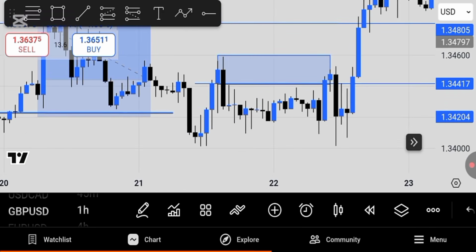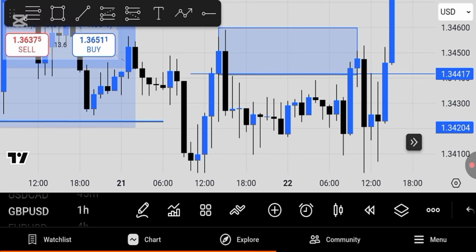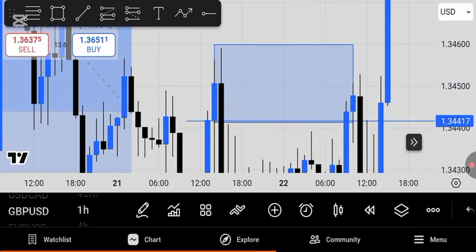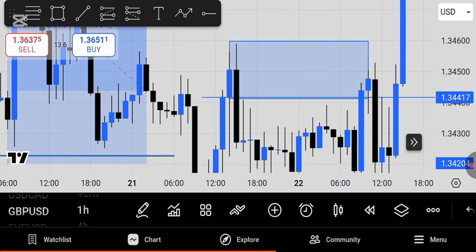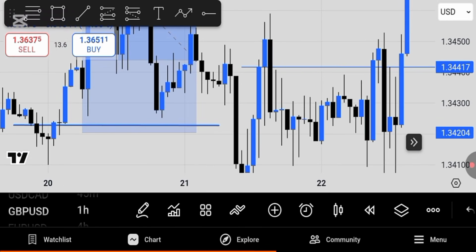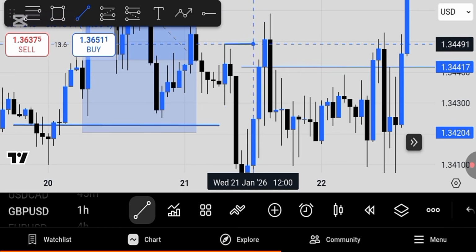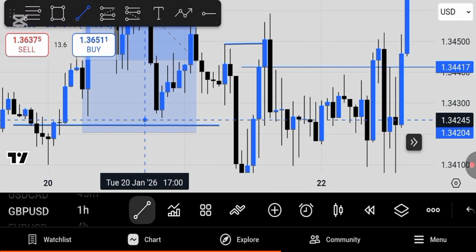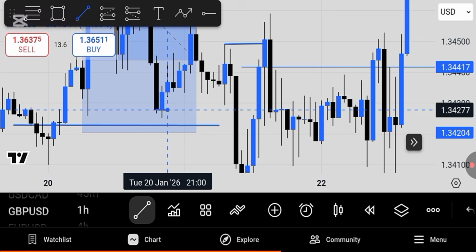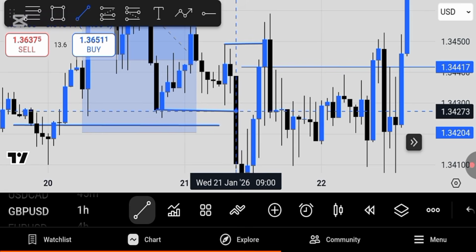Now this is the 1 hour time frame. Let's remove this. On the 1 hour time frame, what can we see? First, we have a liquidity sweep. Second, we had a break of structure. A valid break of structure.